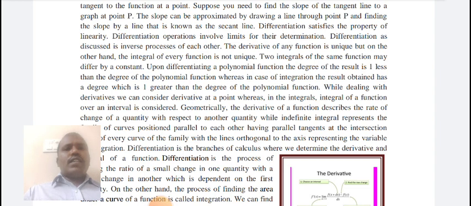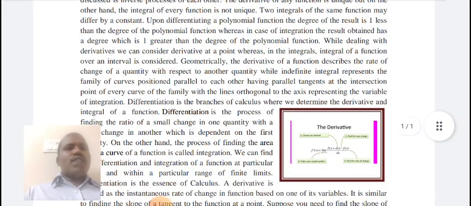Differentiation and integration, as discussed, are inverse processes of each other. The derivative of any function is unique, but on the other hand, the integral of every function is not unique. Two integrals of the same function may differ by a constant.